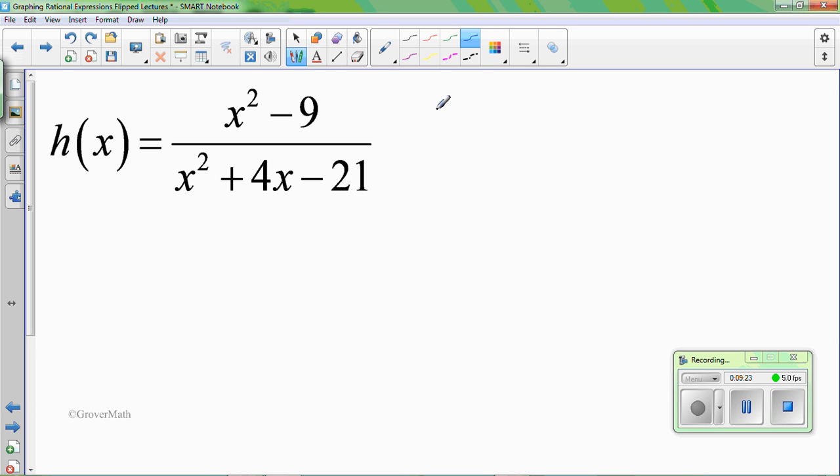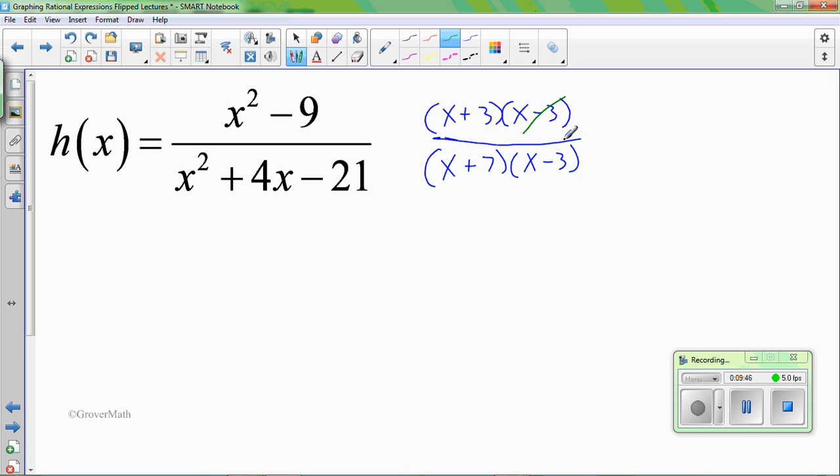So the numerator can be factored to x plus 3 and x minus 3. This is a classic difference of two squares. Over the denominator is a trinomial, which factors to x plus 7 and x minus 3. They have a common factor this time, and we can cross that out. So the x plus 7 is the only term left over in the bottom that gets set not equal to 0, which gives us a single vertical asymptote of x cannot equal -7.